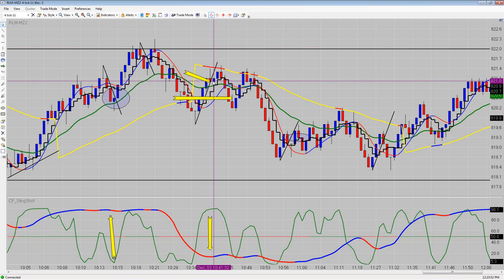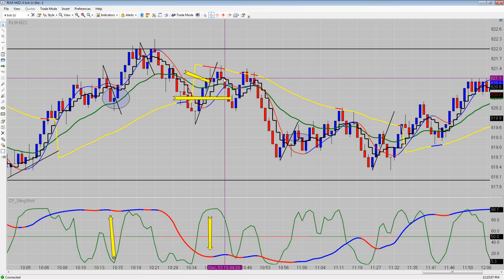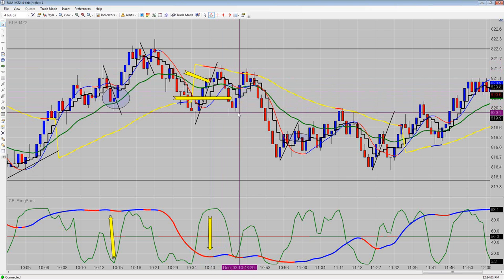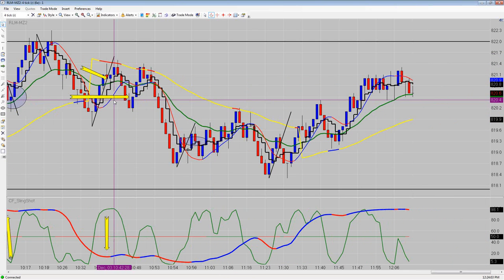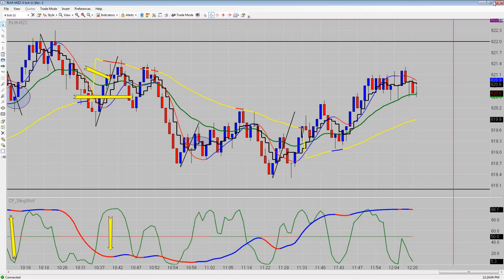I got short right in here. I could have waited for the close down below the trend line, which would have been right here. Would have been 1 tick better entry. Anyway, I took 5 ticks profit as it moved down right over here. Okay, that was pretty much it on the Russell.